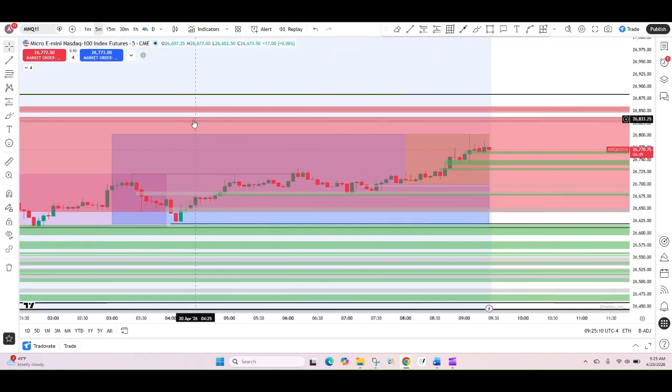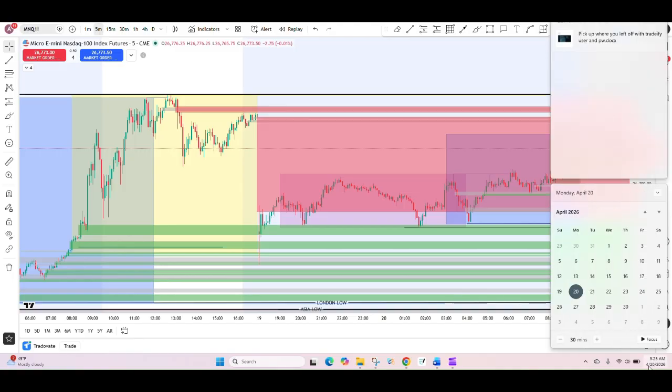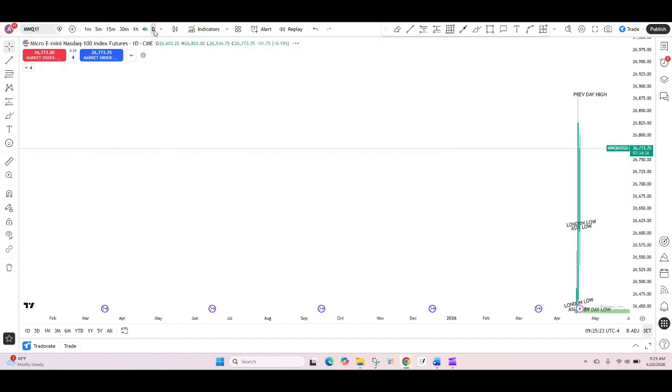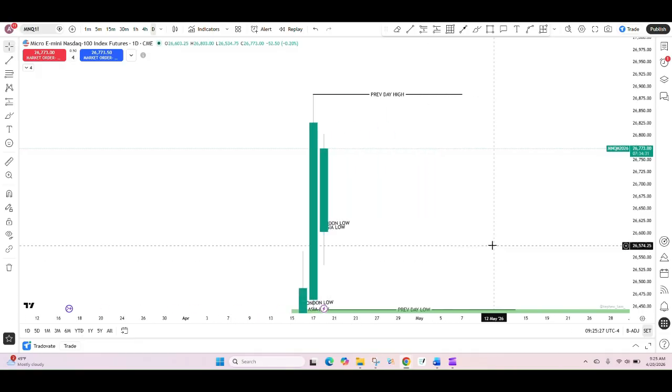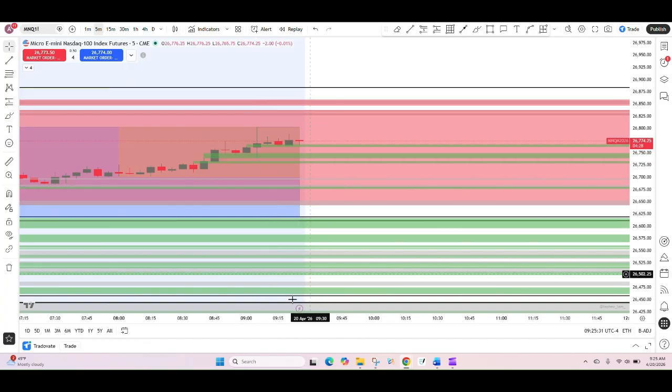So you can see this whole red area is a fair value gap. When did that happen? I think that was yesterday. Yeah, so yesterday a big fair value gap was formed. So if we go back to the daily, we can see how we're trending today. I'm pretty sure it's bullish, is it? Yep, we're still on a bullish trend, right?